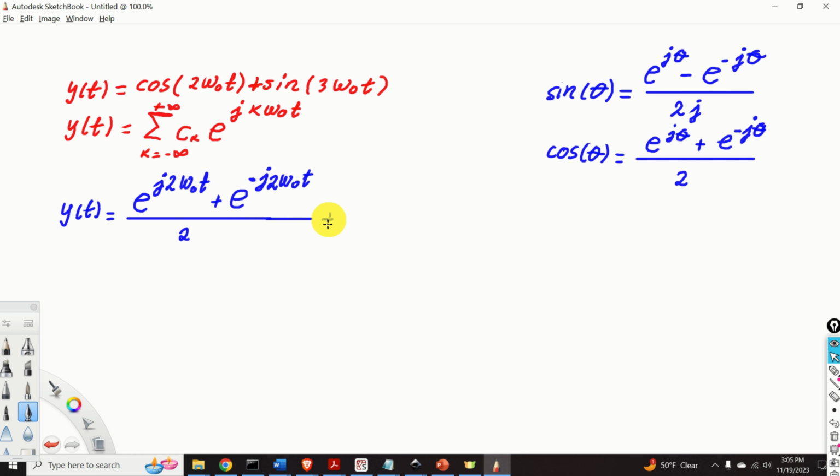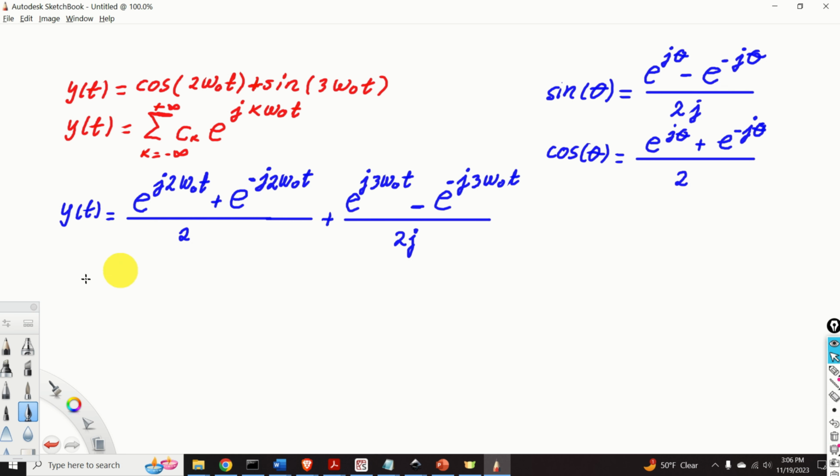Then, plus, instead of the sine term, we can use this expression. Here we have 2j, and in the numerator we have e to the power, the angle is 3 omega 0 t. So consequently we write j 3 omega 0 t minus e to the power, what's the angle over here? The angle is the same, 3 omega 0 t, and we have the minus sign. And believe it or not, this simple substitution solves our problem.